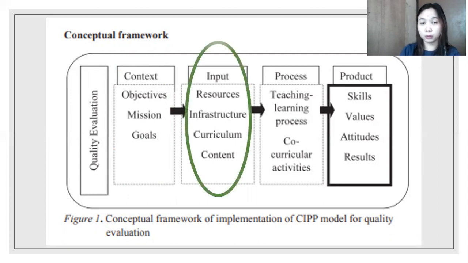The second one is the input. It involves the resources, infrastructure, curriculum, and content needed to implement the teaching-learning processes. Some questions that come under the context of input are, what are the different learning skills that students will gain? Is there any balance between the practical and the theory of work? What type of resources should the school use for effective teaching and learning? Are there science laboratories and libraries? And how are teachers using their teaching skills for effective teaching-learning? And lastly, do the teachers have appropriate knowledge, skills, and attitude for teaching?